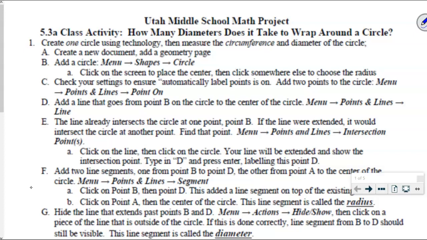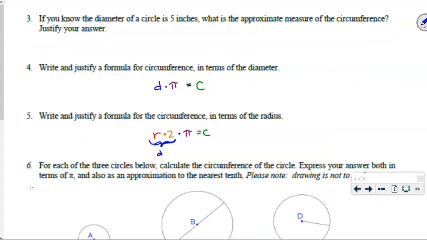What is the formula for circumference? If I give you the diameter, how do I use that diameter to find the circumference? And what you should have come up with is what we wrote down last time. The diameter multiplied by pi is equal to the circumference.